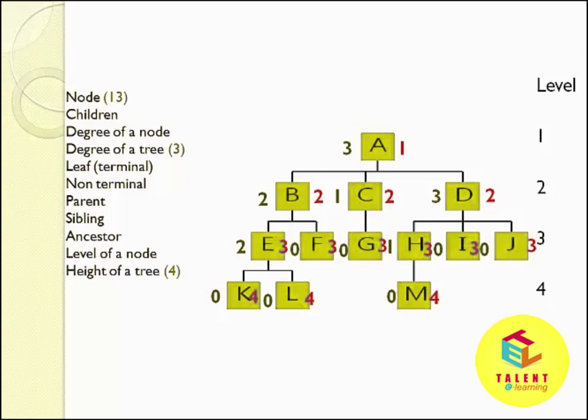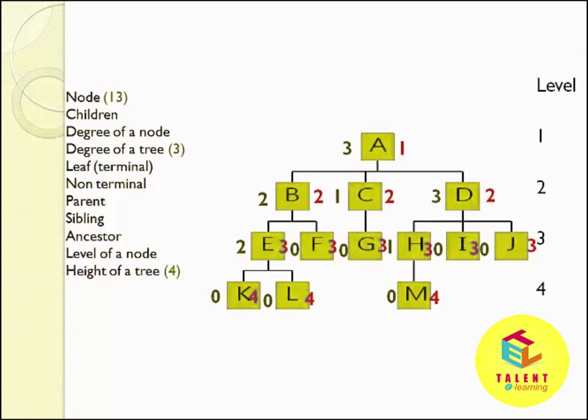Leaf or terminal nodes. Here K, L, F, M, I and J are terminal nodes. Here K, L, F, G, M, I and J are terminal nodes and the remaining are non-terminal nodes. Here A is the parent of B, C and D. Similarly, H is the parent of M.